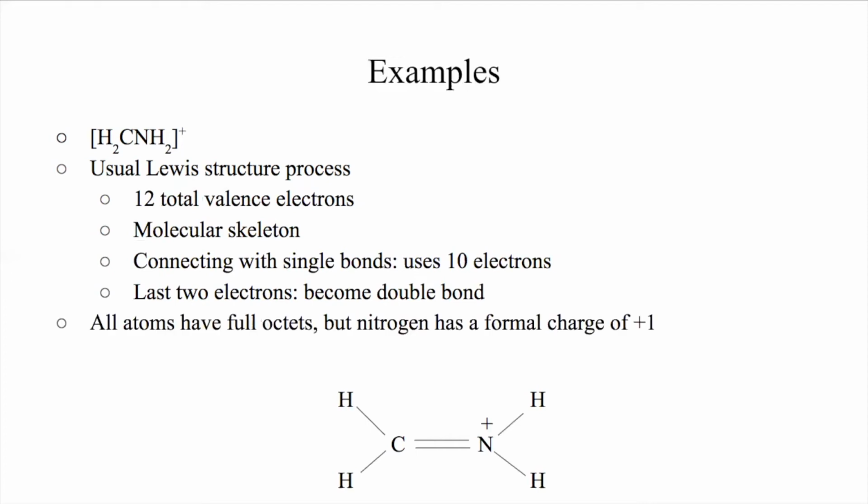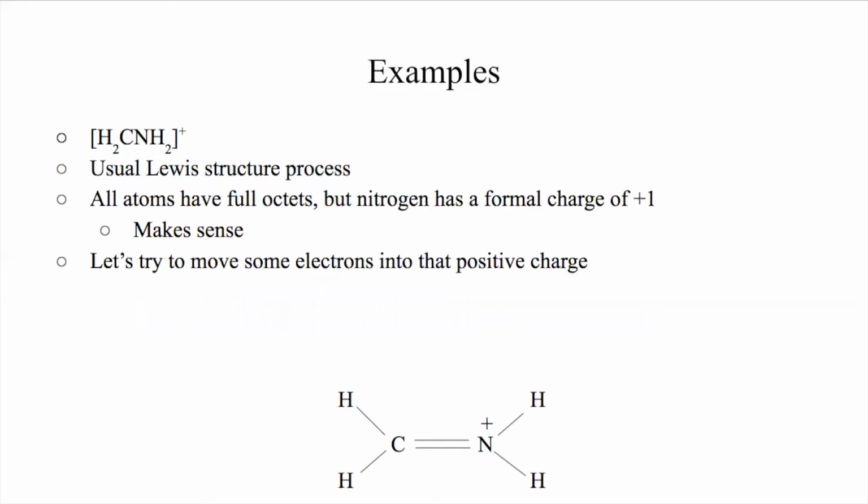All of our atoms have a full octet, but when we calculate formal charge, we see that nitrogen has a positive charge on it. This makes sense. The molecule is an ion, so there needs to be a charge somewhere. Now, one of our instincts as organic chemists is to move around some electrons into that positive charge. Remember that atoms with positive charges want electrons.